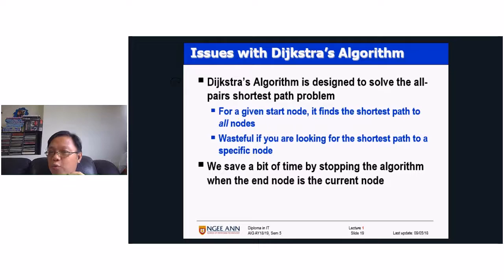This is a bit wasteful if you're looking for the shortest path to only a specific node. We do save a bit of time by stopping the algorithm when the end node is the current node, but we can do better.